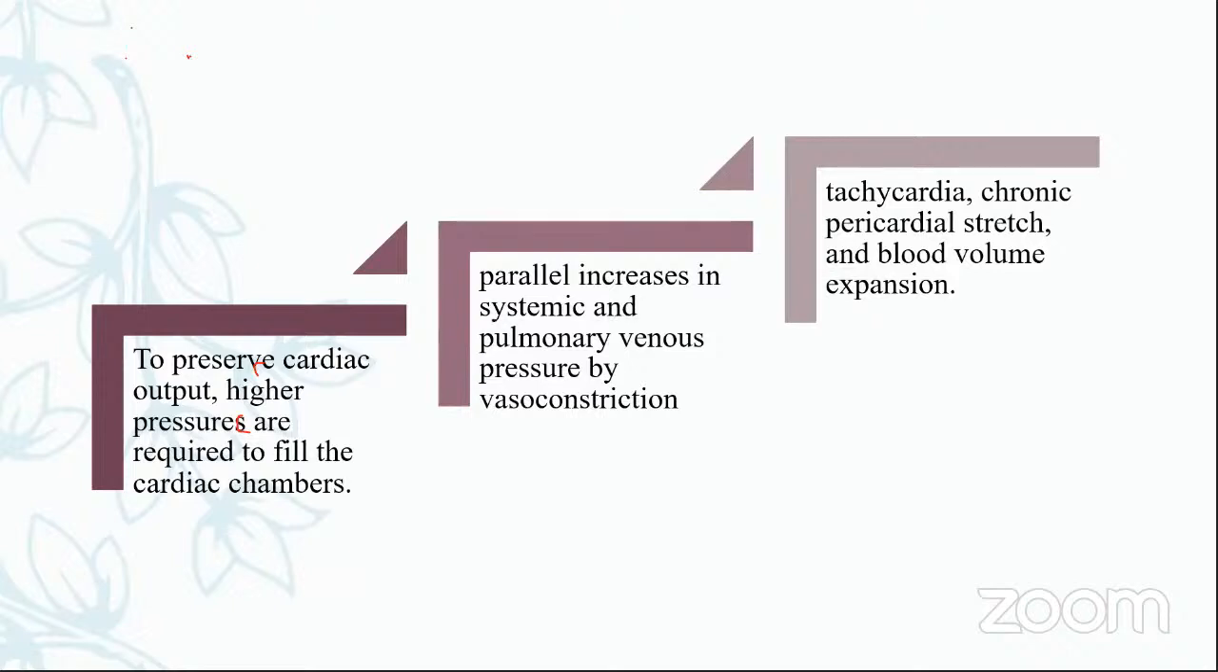So to preserve the cardiac output, higher pressure will be required to fill the cardiac chambers. And this may be partially achieved by increasing the systemic and pulmonary venous pressure by vasoconstriction. And there are other compensatory mechanisms like tachycardia, blood volume expansion, and pericardial stretch also. However, the last two mechanisms have little impact in the acute stages of tamponade.